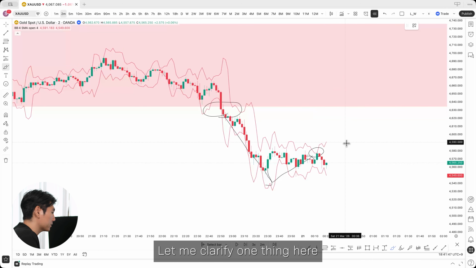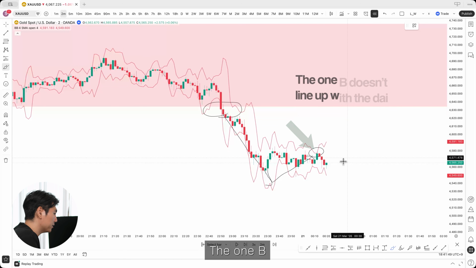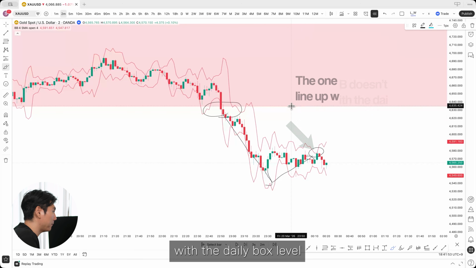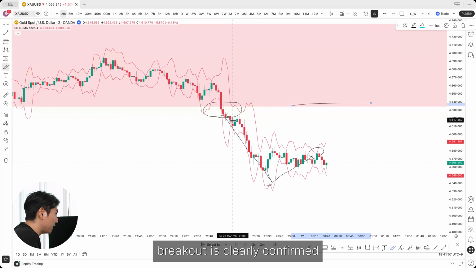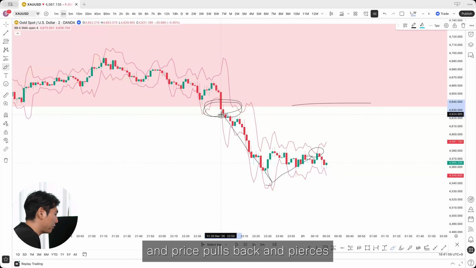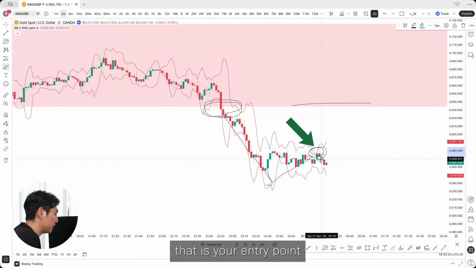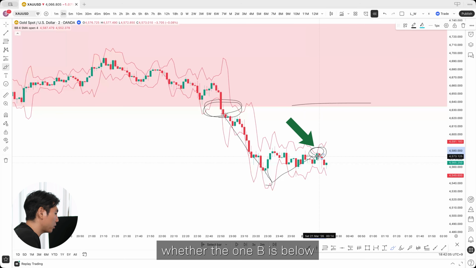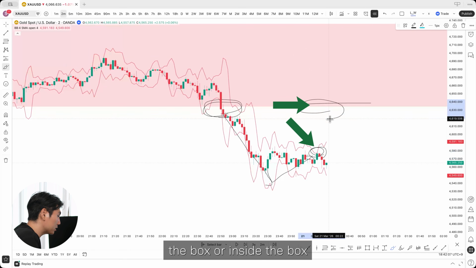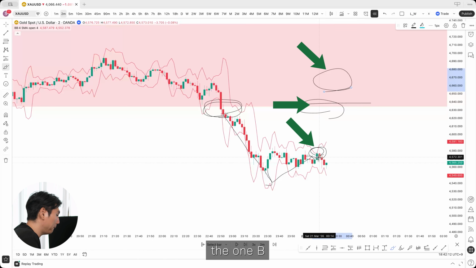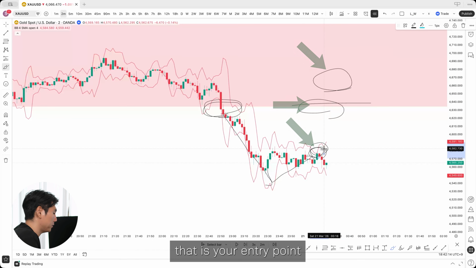Really simple, right? Let me clarify one thing here. The 1B doesn't have to line up perfectly with the daily box level. If the box breakout is clearly confirmed and price pulls back and pierces the 1B, that is your entry point. It doesn't matter whether the 1B is below the box or inside the box. The moment a 2-minute candle pierces the 1B, that is your entry point.